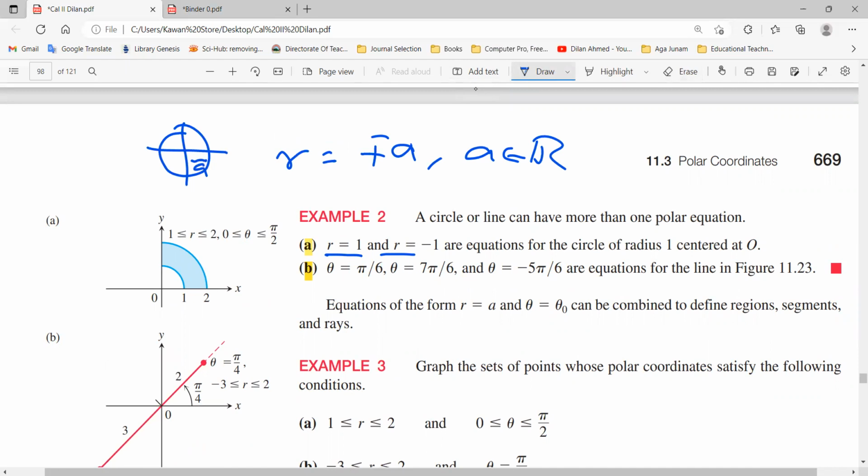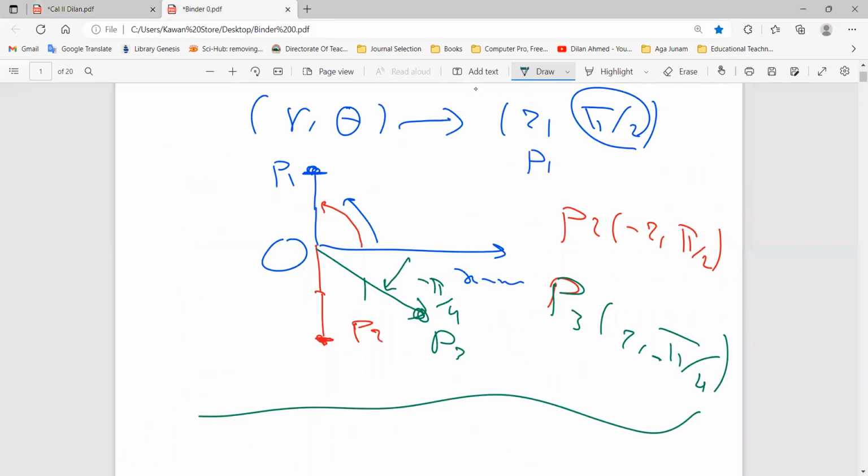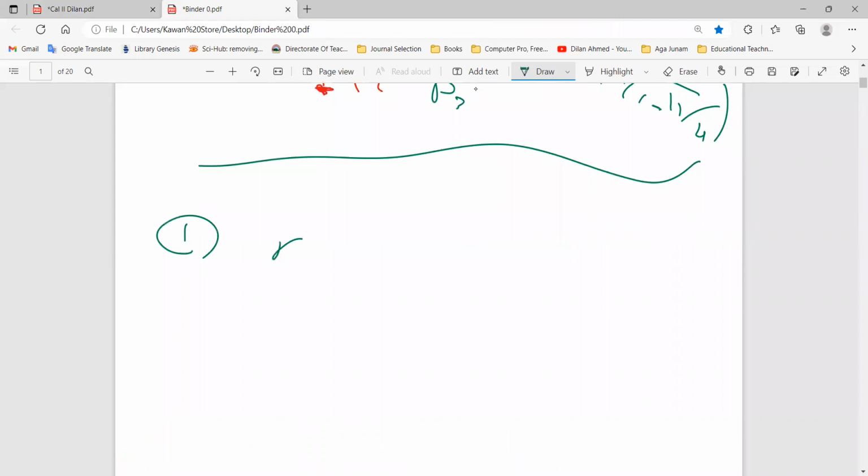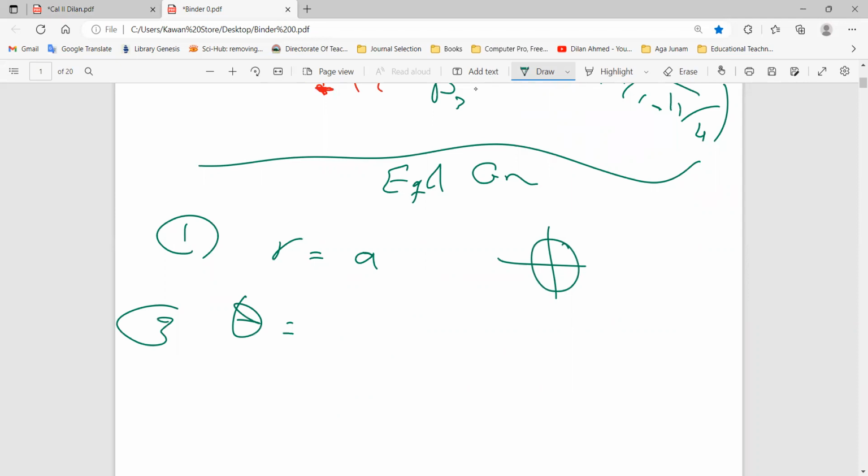That's the first. The second thing is here, you see what? If the angle theta is equal to some number, like pi over 6, we will get a line. So we have two things here. In the equation and graph of polar, if r is equal to a number, we get a circle. And if theta is equal to a number, in that case, you'll get a straight line. So line and circle.